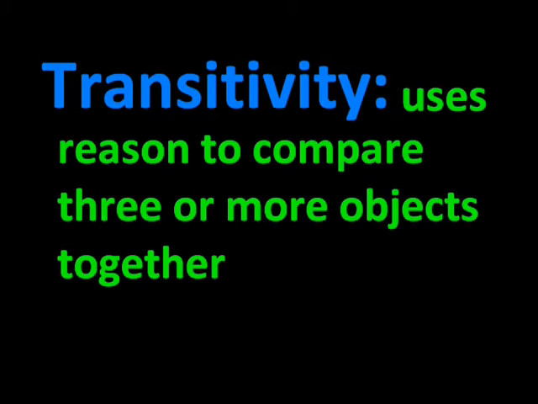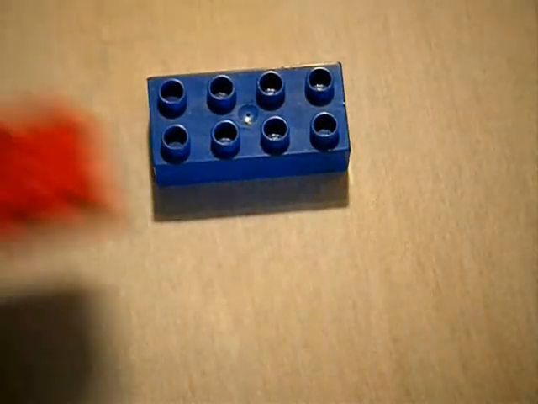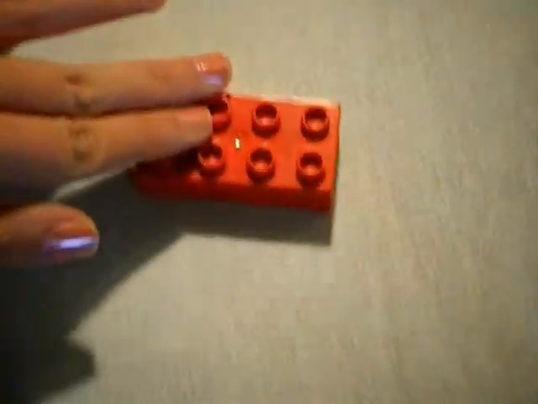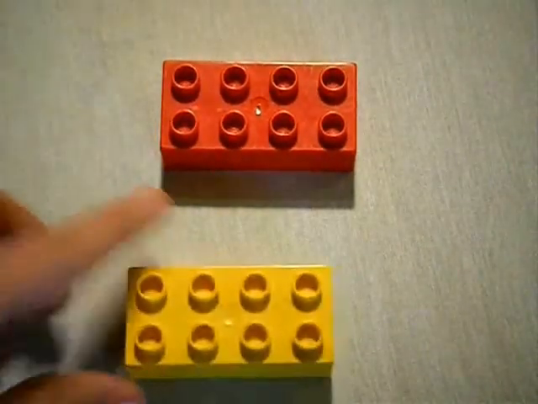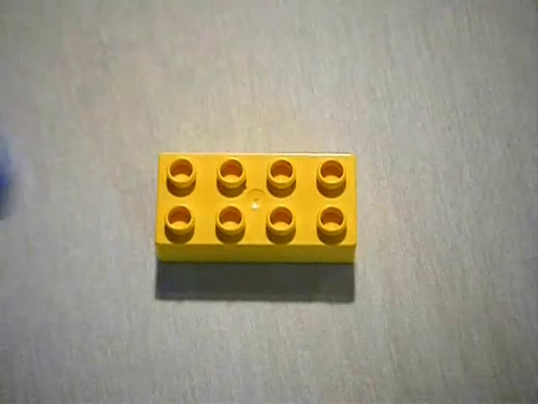The next important concept for children to understand is transitivity. Transitivity uses reason to compare 3 or more objects together. The first form of transitivity involves equal length. If object 1 is equal in length to object 2, and object 2 is equal in length to object 3, then object 1 and object 3 are also equal in length.